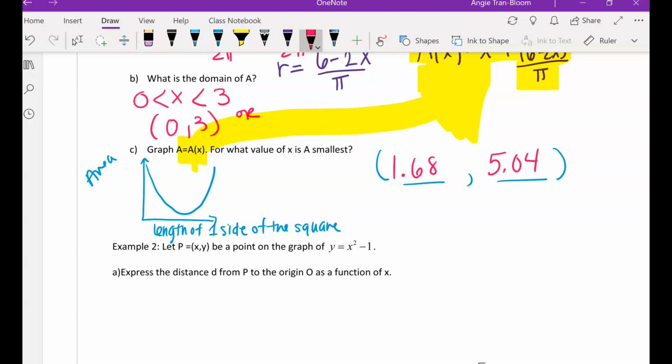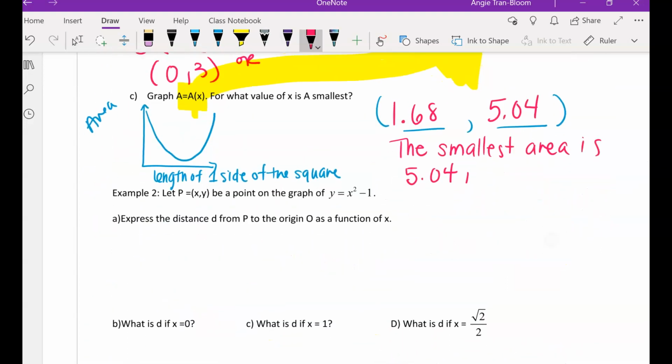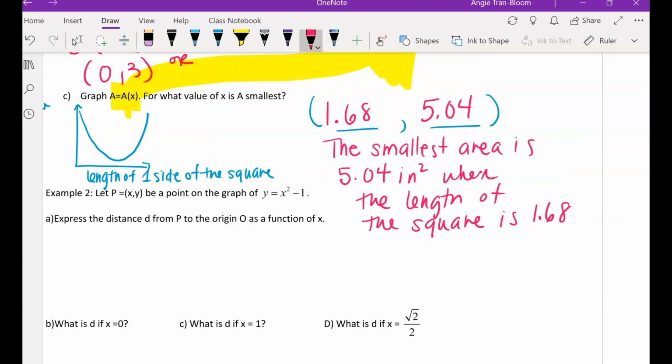As you can see, this question did not say what is the smallest area. I will highly likely ask for that, so let's just practice that. So the smallest area is what? 5.04. Wait, what was the unit of measurement? Inches? Square inches. When the base of the square, or the length of the square, is 1.68, the area is 5.04 square inches. It doesn't have to be word for word what I'm writing. And that's how we use the calculator to help you out, so you don't have to do all of the basic math on your own.